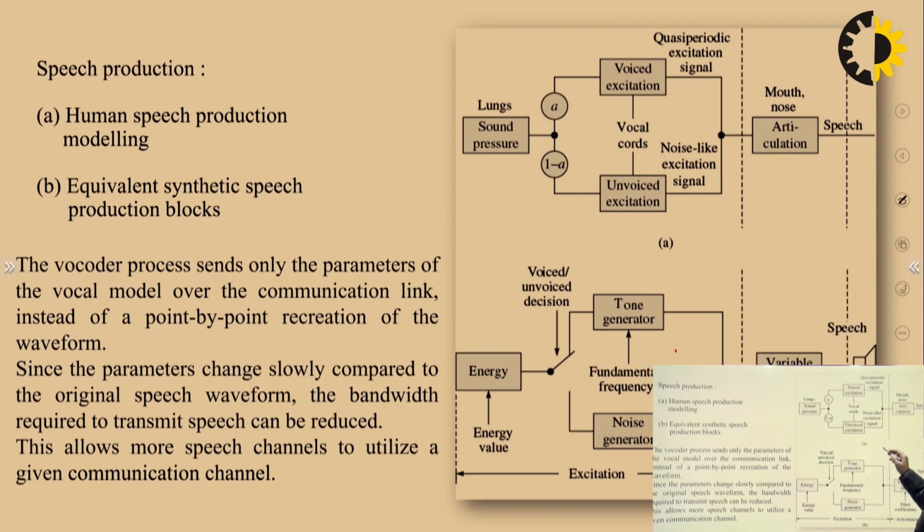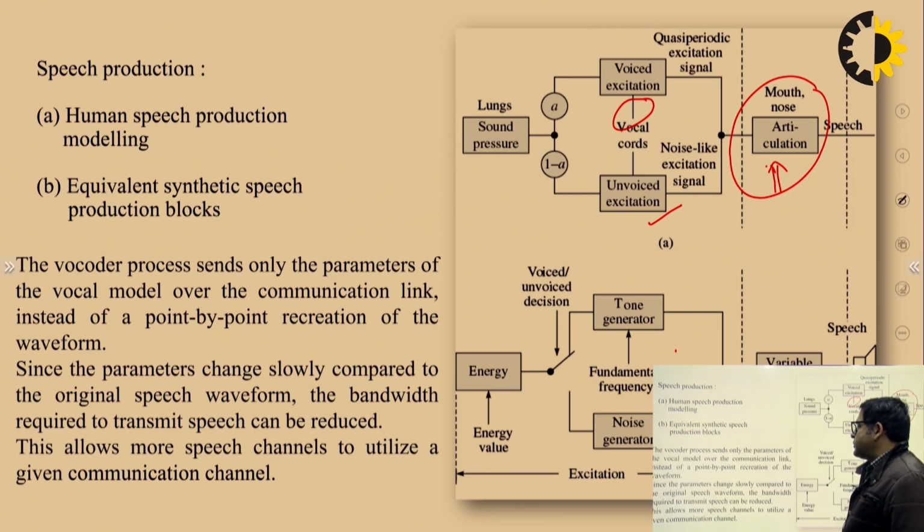We have drawn a human speech production model in which the voiced excitation, as I have told earlier, is generated from the impulse generator, and the unvoiced excitation is taken from the noise generator. To generate the effect of the nasal and oral cavity, we have placed a filter which reshapes the stimulus, and at the end we get the speech signal.